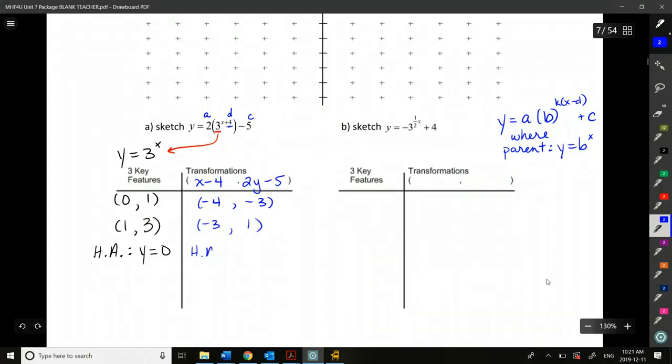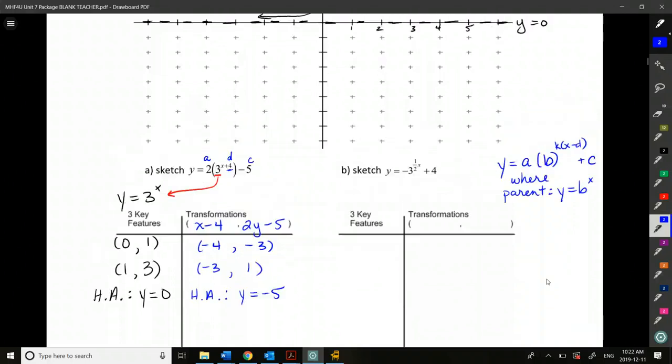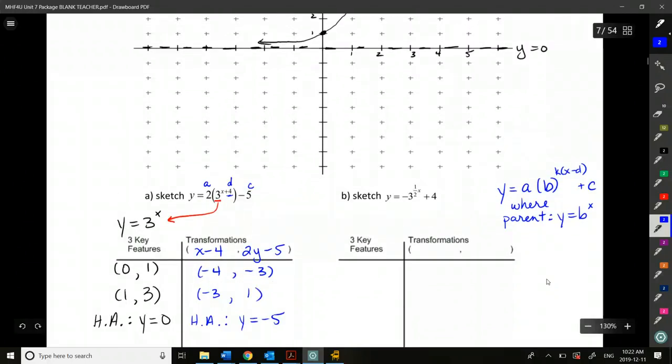Any ideas where the horizontal asymptote will move to? Jonathan? It's going to be the same as the C value? Okay. So it moves down 5, right? So we're going to draw it at negative 5. And then we're going to graph our 2 points here. So (-4, -3) and (-3, 1).